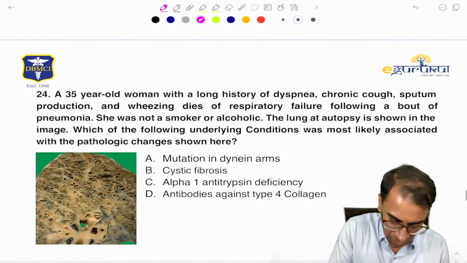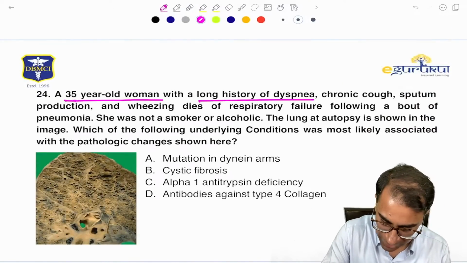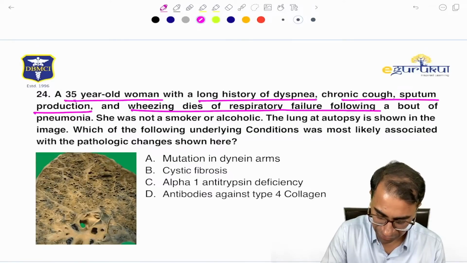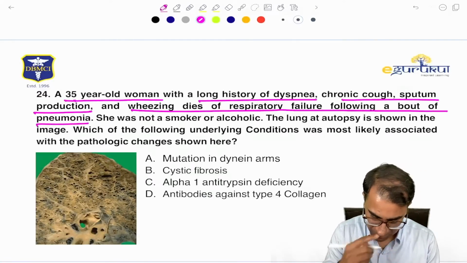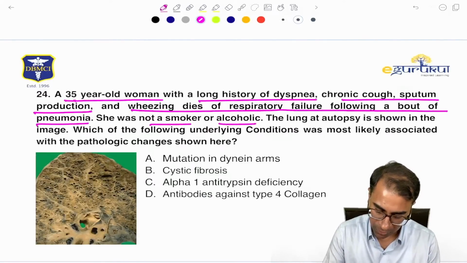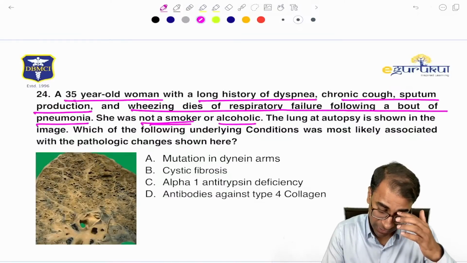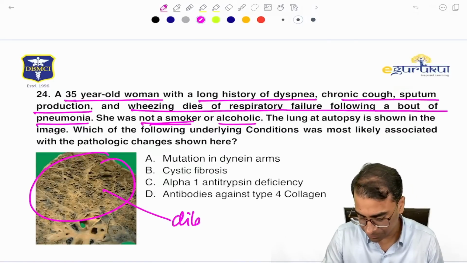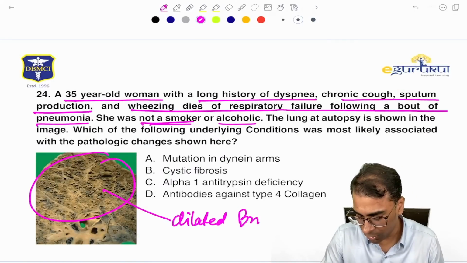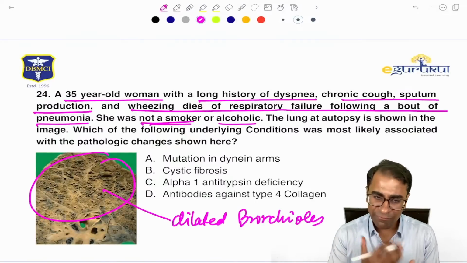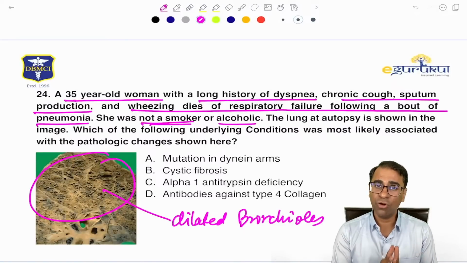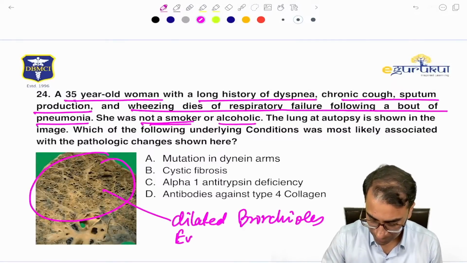carcinoma. Okay. A 35-year-old woman has a long history of dyspnea, chronic cough, sputum production, wheezing, respiratory failure, and bouts of pneumonia. The patient is not a smoker or alcoholic. Remember this. Now the patient has this type of dilated bronchioles, and that too at the upper portion. Even though the upper portion is commonly involved in smoking, this becomes a case of what? It becomes a case of emphysema.